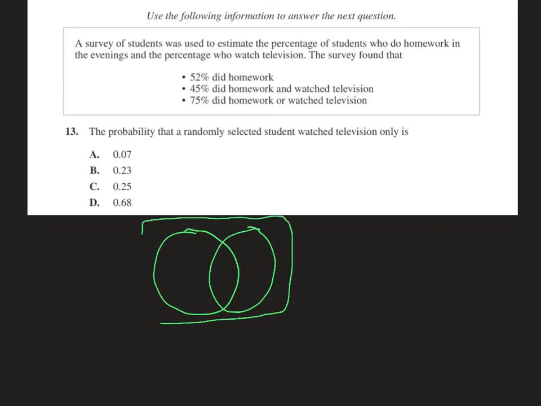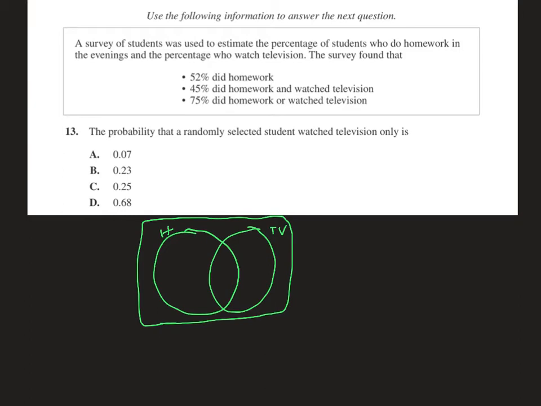Now, these are not mutually exclusive, and we can draw a Venn diagram to represent this. And because there are some that did both, we make sure those circles overlap. Really bad circles, I need someone else to draw these. Okay, so homework and TV are the labels on our two circles.